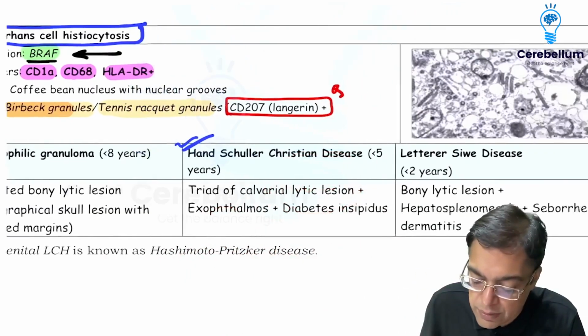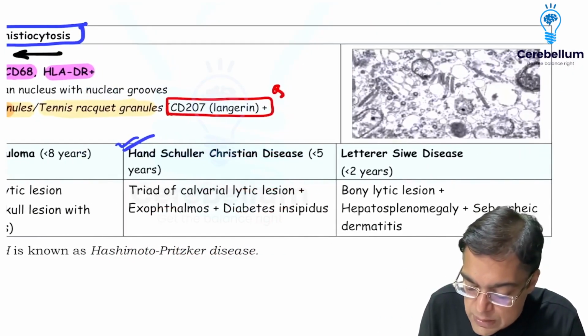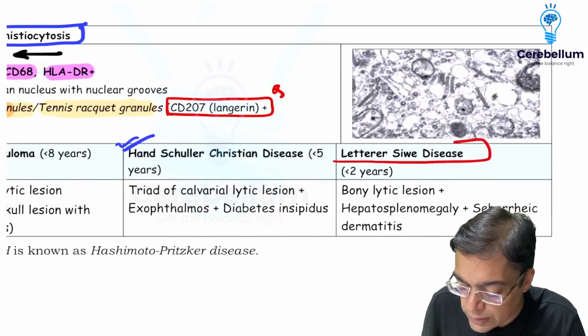Very small children, less than 2 years, can have a disease that is given the name of Letterer-Siwe disease.